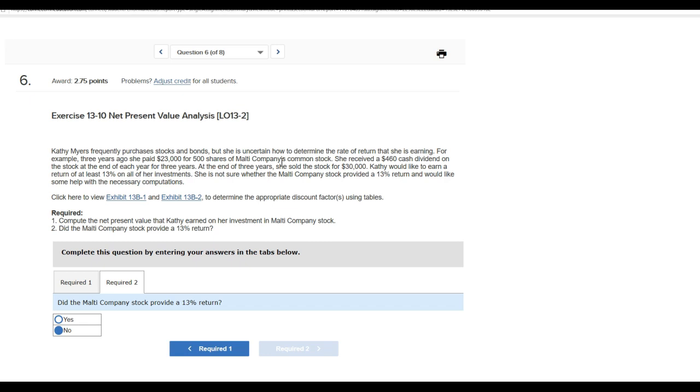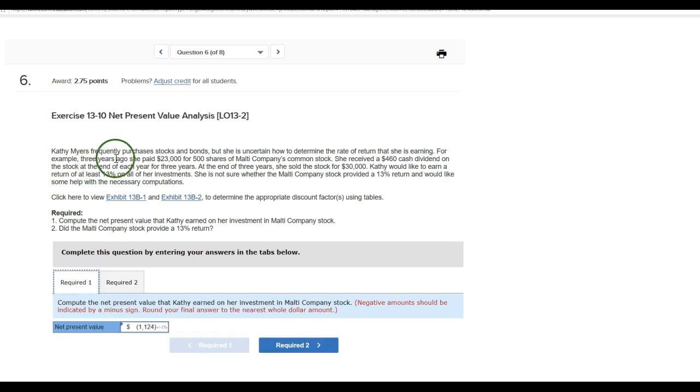So your Module 7 homework has the exact same wording as exercise 1310 in the back of the chapter, but the numbers are different. Everything else is the same, just the numbers are different. This is a net present value analysis problem. So let's see what it's requiring us to do.